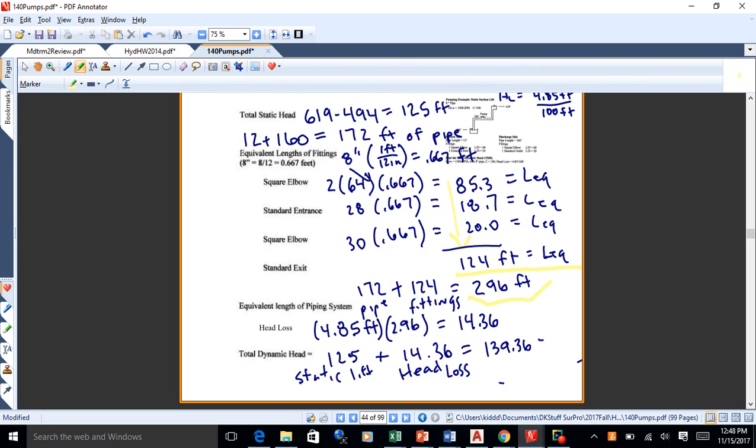So that piping system has the same head loss as 296 feet of straight pipe. You can take that and make it 2.96 100-foot lengths, multiply it by the head loss per 100 on the pipe, 4.85, and get 14.36 feet. That's head loss, that's energy loss. You add that to how high you have to lift the water, which is 125, and you get 139.36.